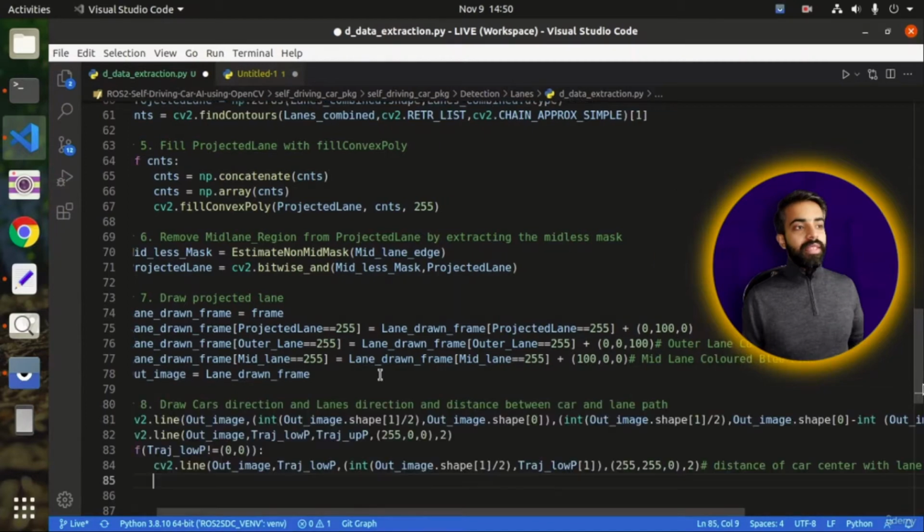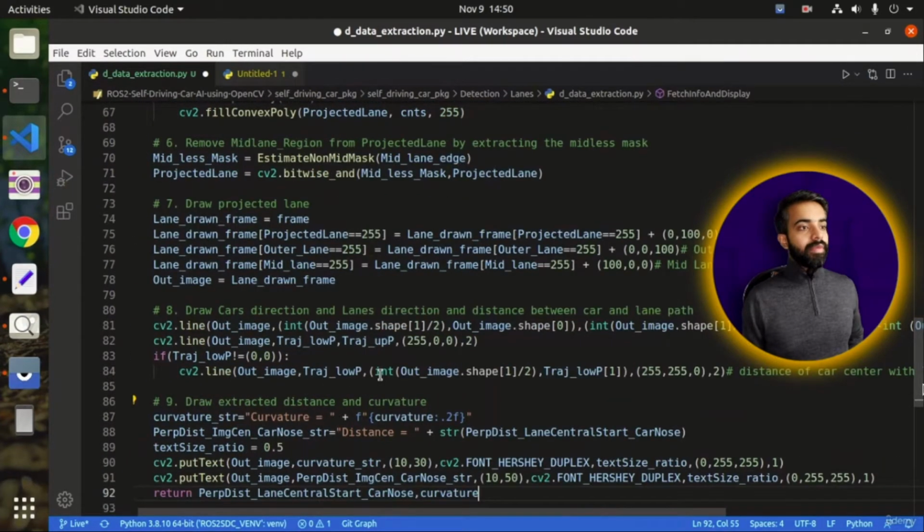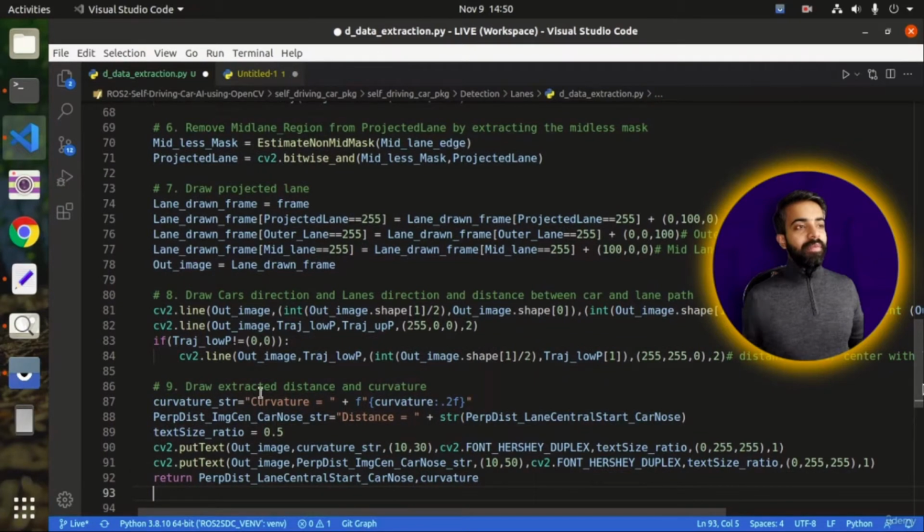Now once we have drawn these lines representing the region in which the car can move and where the car is moving, we will also draw the distance between the car start and the lane trajectory start. This can be done by simply drawing a horizontal line from the lowest point of our lane trajectory to the car start, which is the image center. Proceeding further, we complete this function by displaying the distance and the curvature value that we have just extracted in the second step.